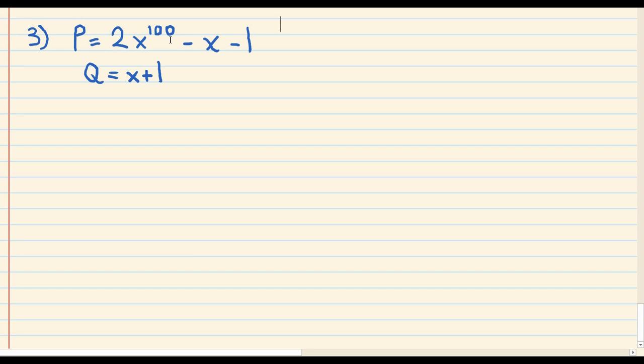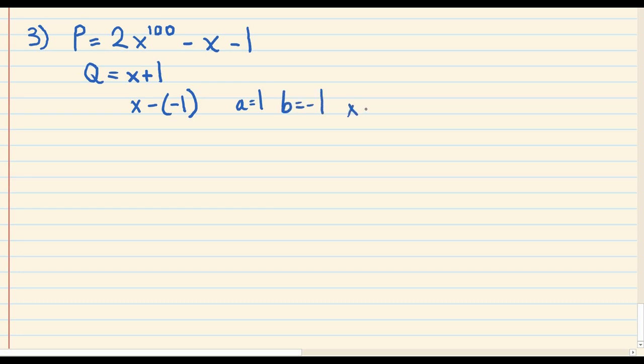It still qualifies as a polynomial, and you can therefore use the remainder theorem on it. In this example, we want to divide it by q, which is equal to x plus 1. Again, same set of steps as before. So first you represent this in the ax minus b form. From this, you can tell that a is 1 and b is negative 1.